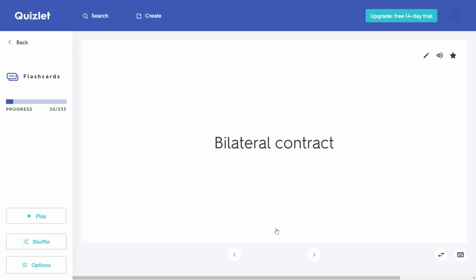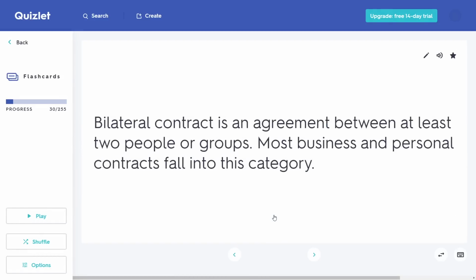Okay, did you guys figure it out? Hopefully. So, a bilateral contract is an agreement between at least two groups of people. That's right, two groups of people. Most business and personal contracts fall into this category, and you'll see the difference between a bilateral and a unilateral a little bit later. So I won't go into that, but a bilateral, that's the most basic one. When you think of a contract, like 95% of the time, it's going to be bilateral.